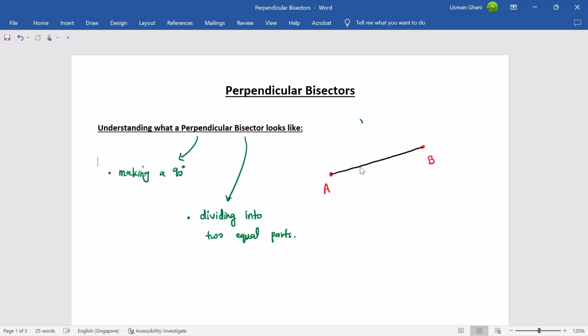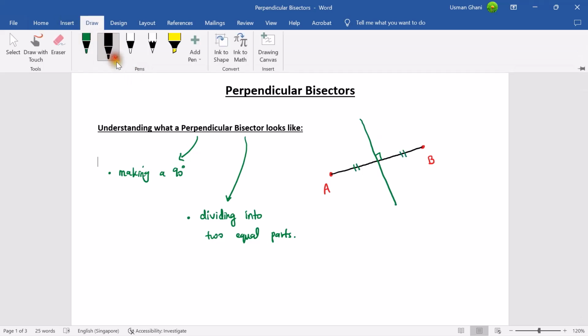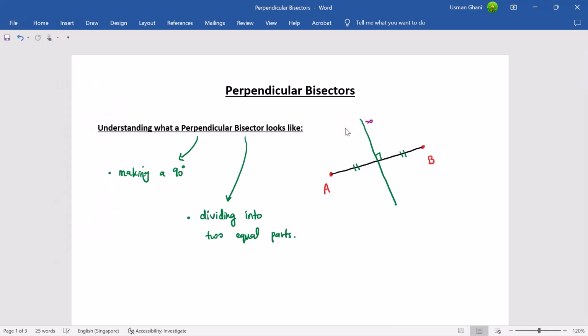So if I try to make that on the screen over here, it's going to be a line something like this. So this special green line over here not only makes a 90 degree angle with my original line AB, but also divides it into 2 equal parts. Moreover, you should also understand that if I picture myself walking on this green line, as long as I am walking on the green line, on the perpendicular bisector, I would be at an equal distance away from both points A and B. That's what it means to be bisecting.